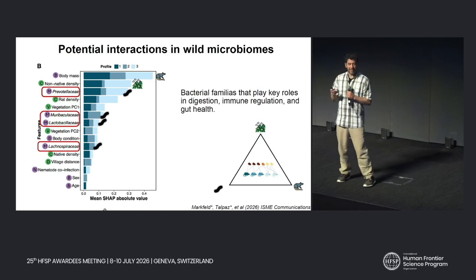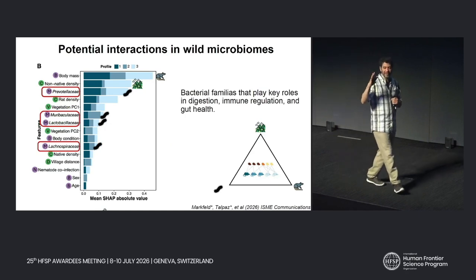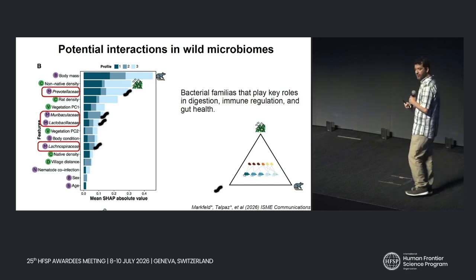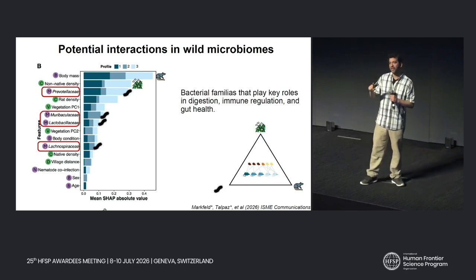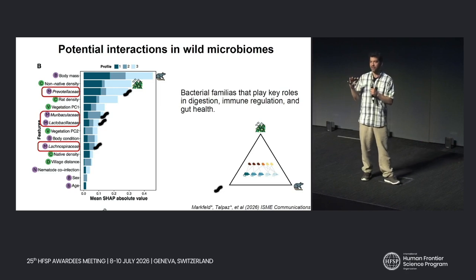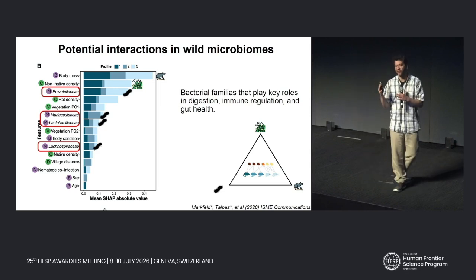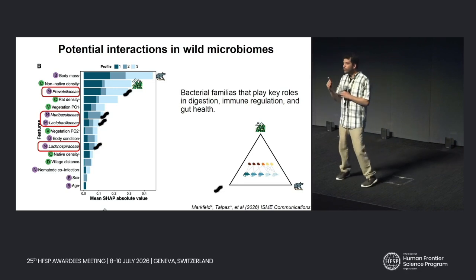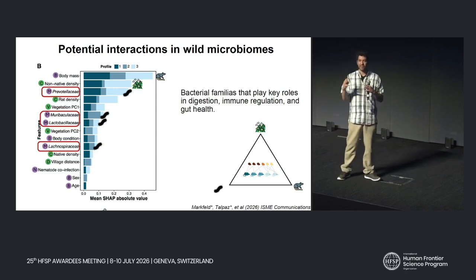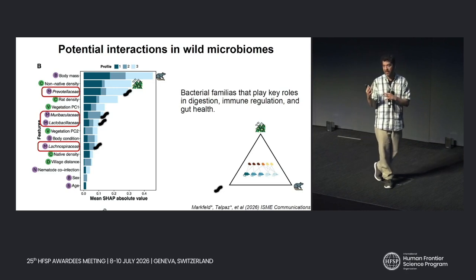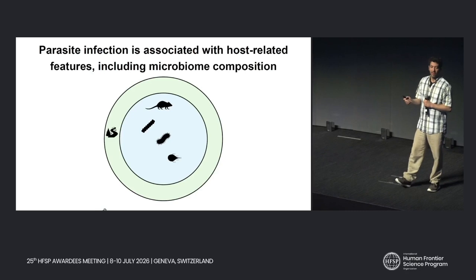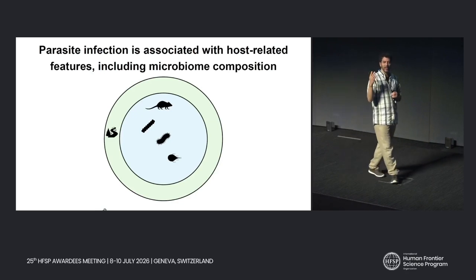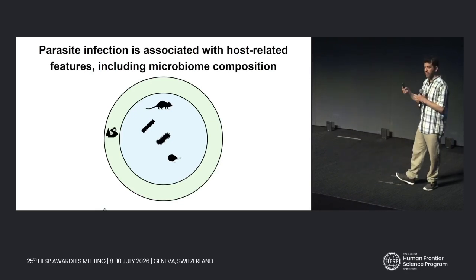And it turns out that, yes, the obvious is there, which is good. The body mass really predicts a lot of the infection, but also the environment. And not only that, four of the main features that explained or were associated with infection were four families of bacteria. And so this is one of very few pieces of evidence from the wild for associations between bacteria and parasites in the microbiome. So parasite infection is associated with host-related features, including the microbiome composition, if we look at these scales.